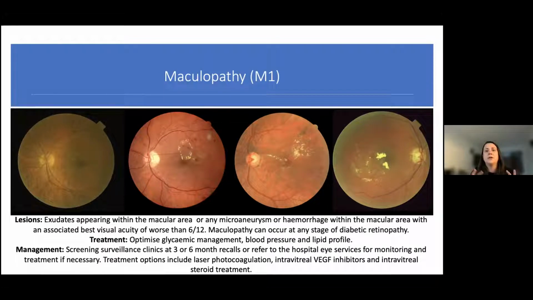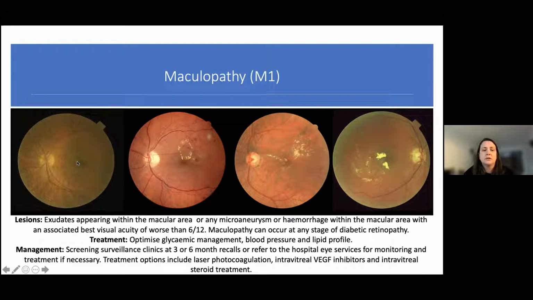So maculopathy is graded separately from retinopathy. And it can occur at any point with retinopathy. So it can occur when you've just got background retinopathy or when you've got pre-proliferative or proliferative retinopathy, which I'll go on to talk about later on. But maculopathy is lesions that appear within that macular area that I pointed out in the first slide. So that one disc diameter circle around you, any lesions occurring within there would be thought of as maculopathy.